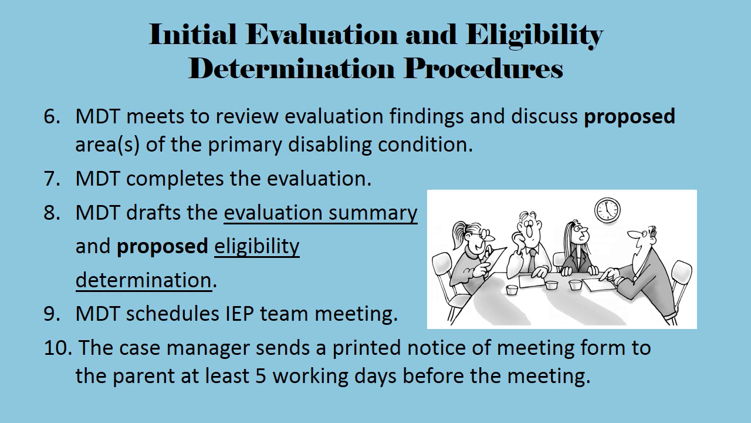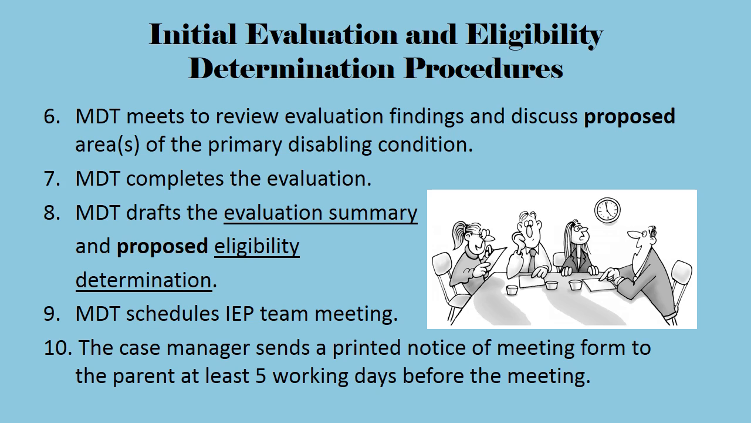The multidisciplinary team then completes the evaluation, drafts the evaluation summary and proposed evaluation and eligibility determination document, and schedules an IEP team meeting. The case manager or paperwork assistant, if appropriate, sends home a printed notice of meeting form to the parent at least 5 working days before the IEP team meeting.